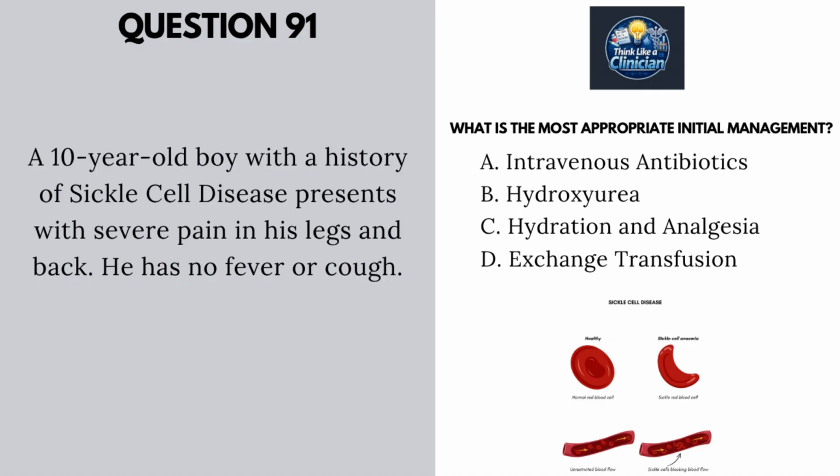Now, you might ask yourself, why not immediate blood transfusion? Transfusion is reserved for specific complications such as stroke, acute chest syndrome, aplastic crisis, or severe symptomatic anemia. In simple vaso-occlusive crisis, transfusion increases blood viscosity, which could theoretically worsen the vaso-occlusion.